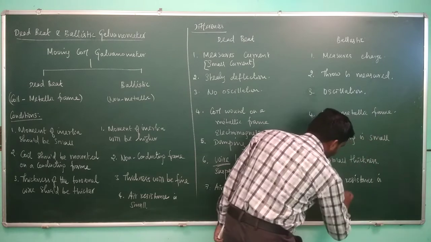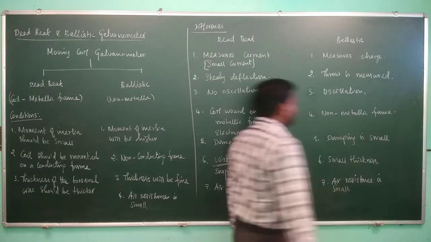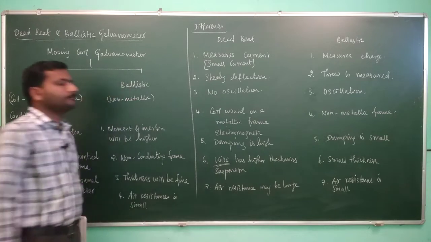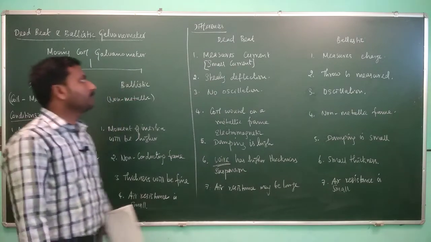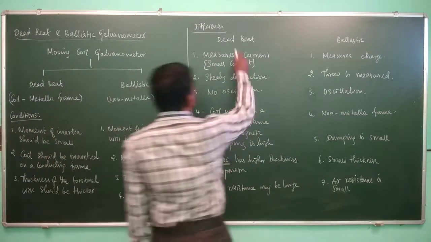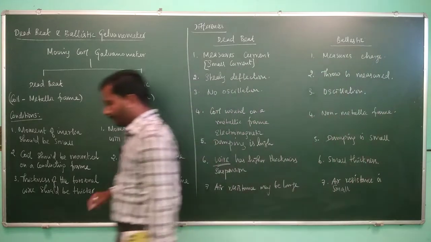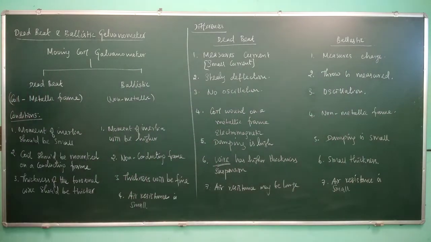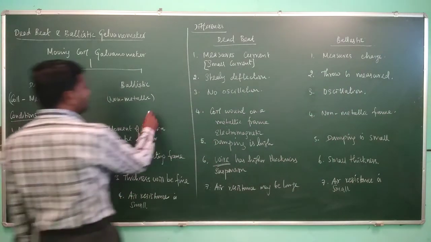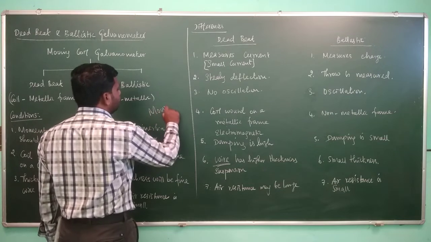Air resistance is small. So these are the differences between deadbeat and ballistic galvanometer. Deadbeat galvanometer and ballistic galvanometer are both one and the same, which is nothing but the moving coil galvanometer.